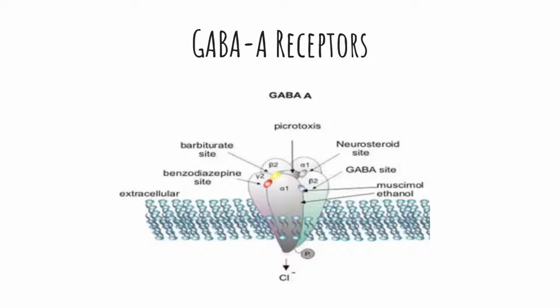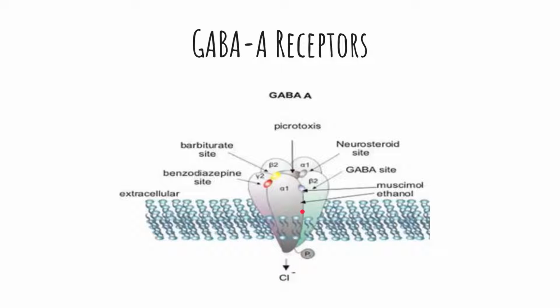This is a GABA-A receptor. We can see that it has 5 subunits. This is an alpha subunit. This is another alpha subunit. This is a beta subunit. This is a beta subunit. And this is a gamma subunit. 5 subunits. And in the middle, between them, we have a channel or a pore that allows chloride ions to flow into the cell, as you can see.